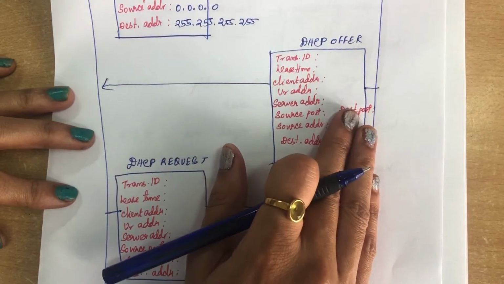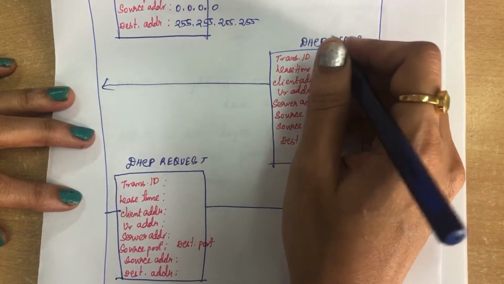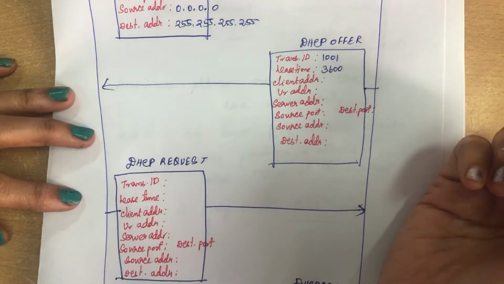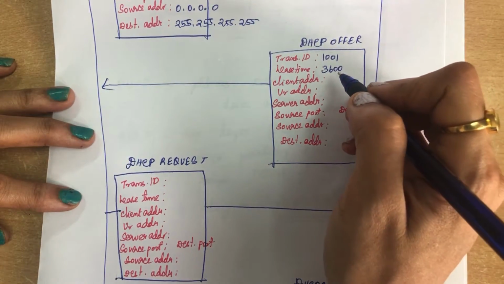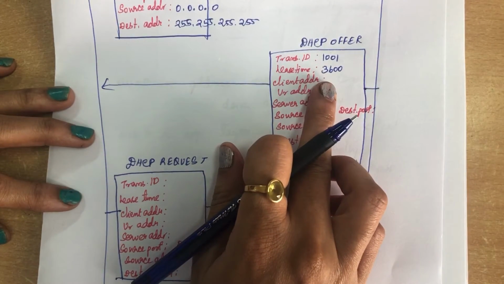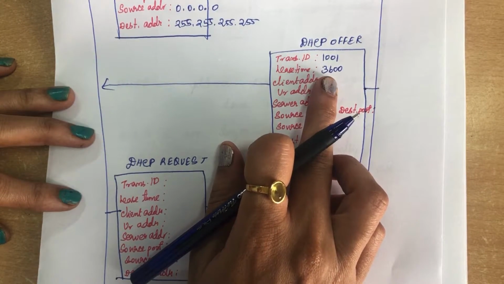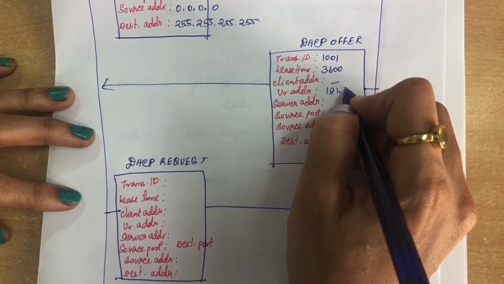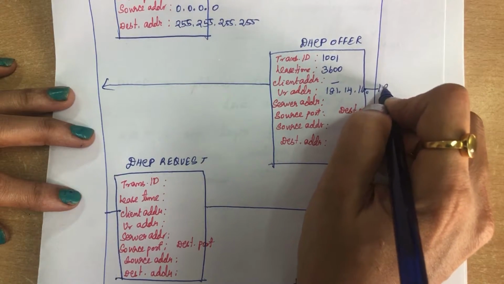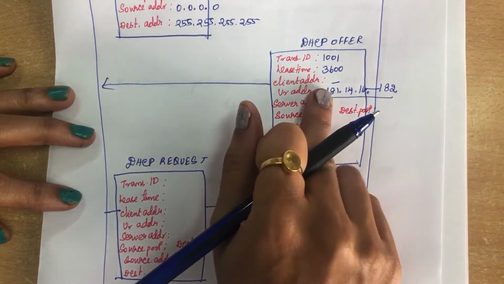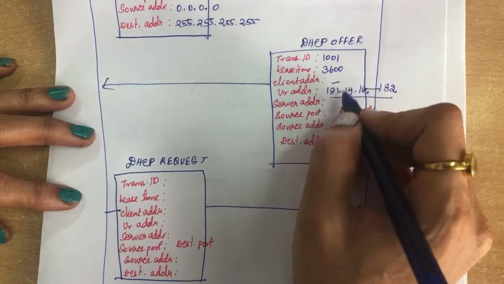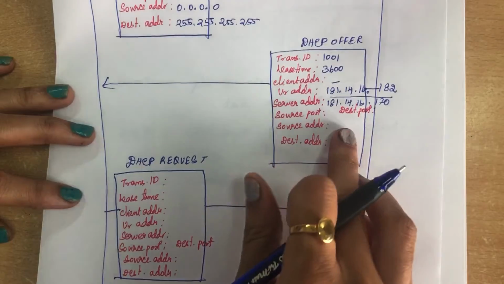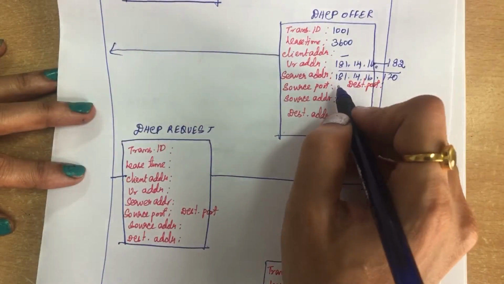After receiving it, the DHCP server will assign one of the IP addresses, with the same transaction ID 1001. It provides a lease time of 3600 minutes, meaning you can use this particular IP address for that time. We don't know the client address, so it assigns the IP address in the field called your IP address, 181.14.16.182. This is the IP address given by the server to the client. The server address is 181.14.16.170.